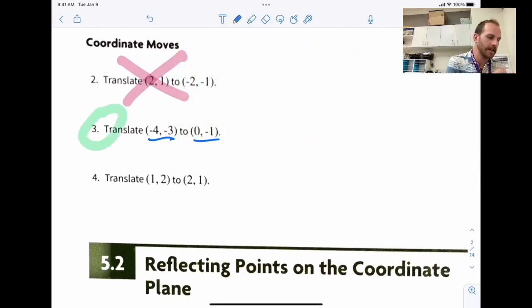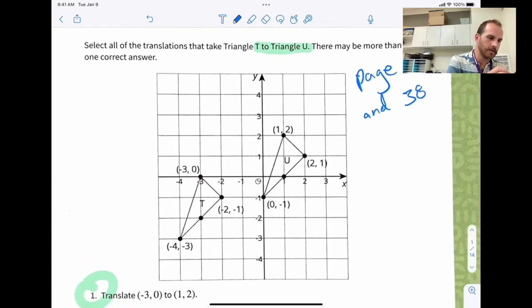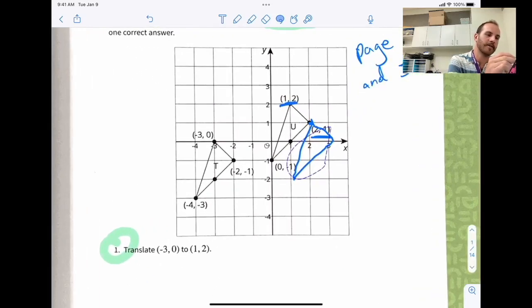Fantastic. Let's look at (1, 2) to (2, 1). Let's see what happens if we take (1, 2) to (2, 1). Check this out. Does not work. So that one's not a true statement. That one does not work. So get that out of there.